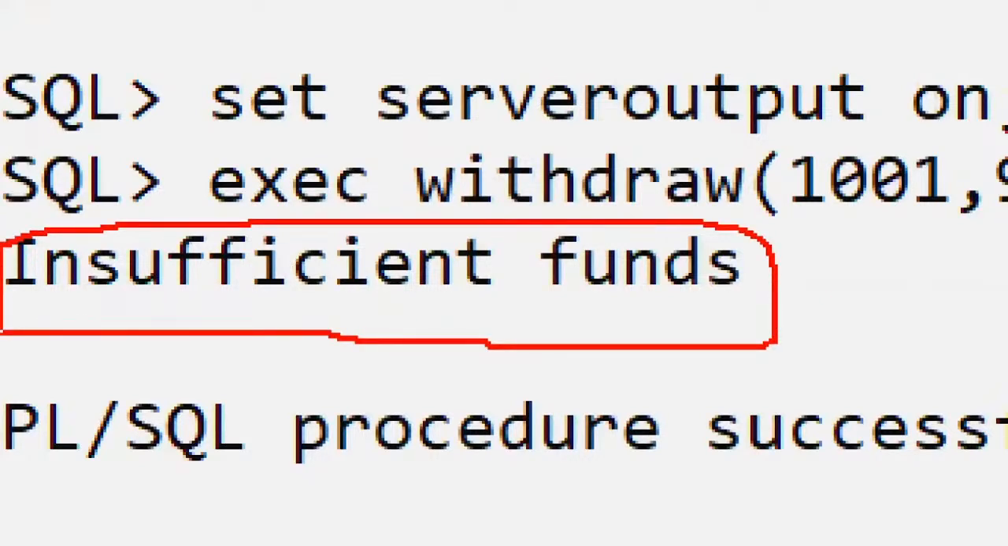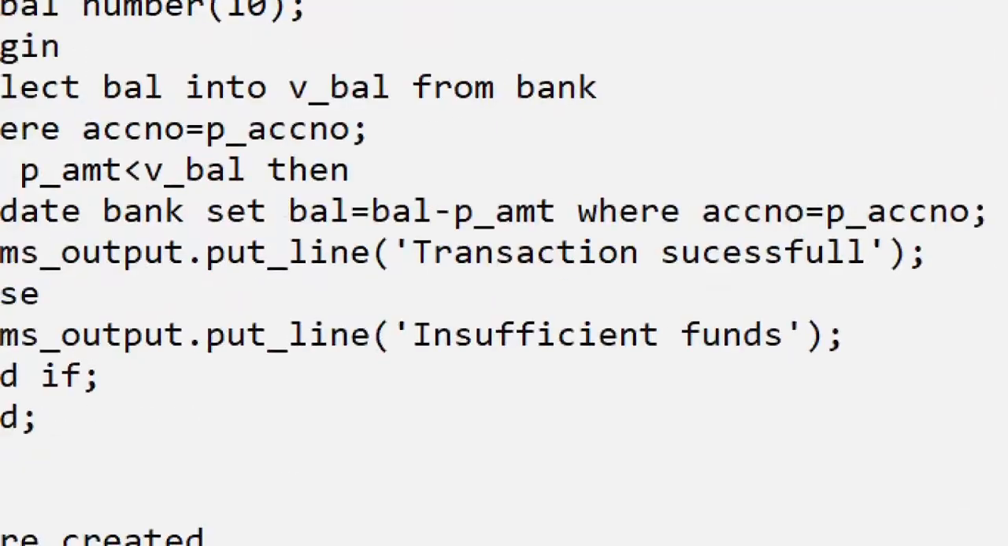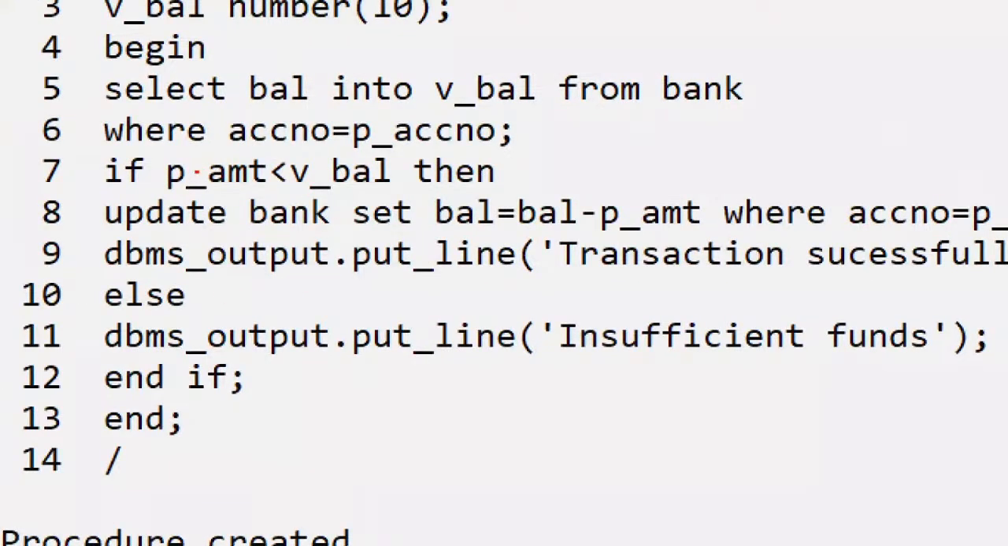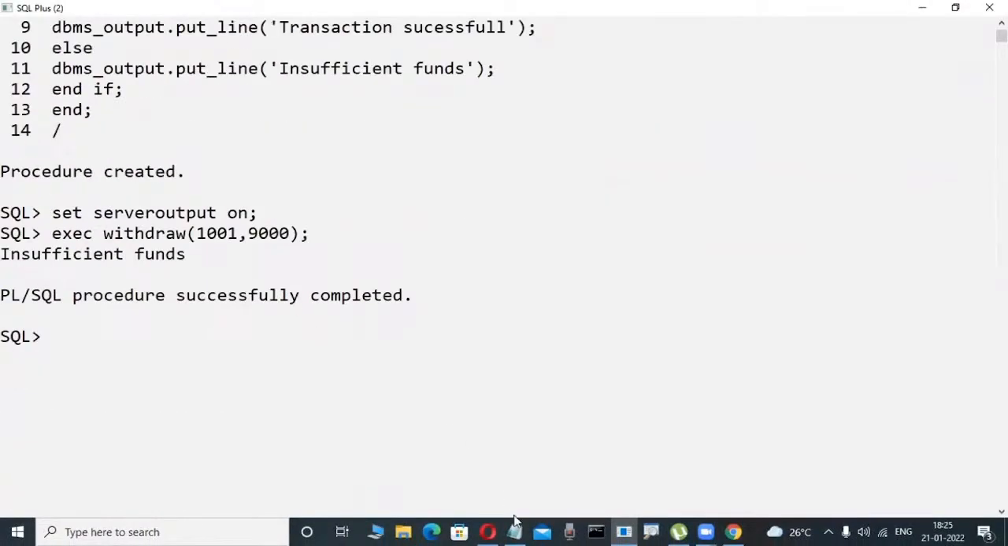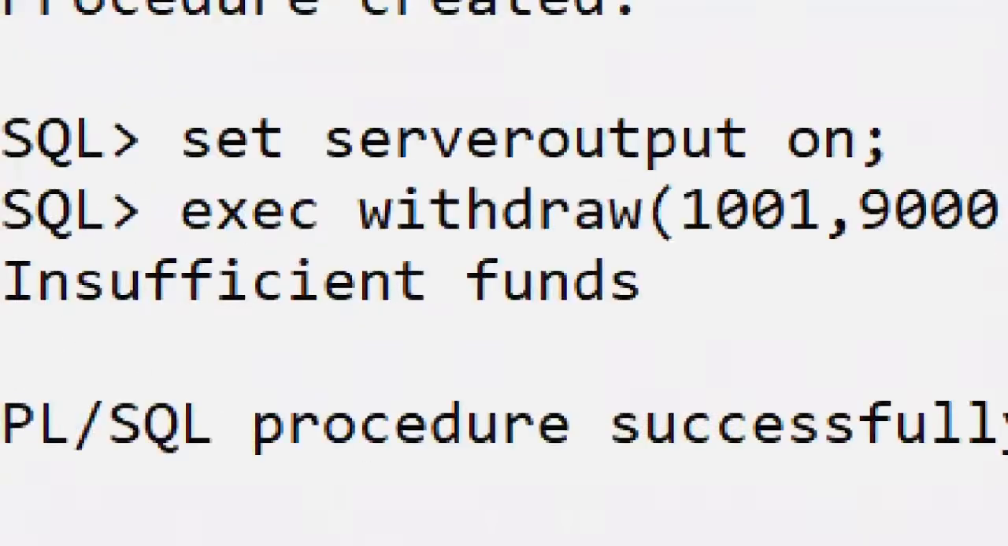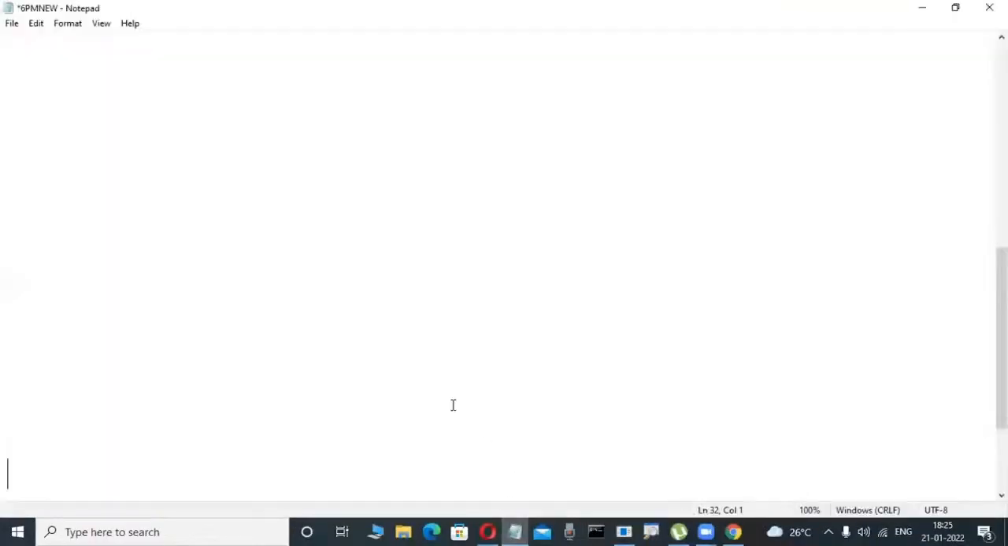How is it possible? This coding is executed. Whatever I'm writing, that is executed. Maybe your amount is more than the available balance. That's why insufficient funds only. It will display the message or not? Yes. Now, suppose here, for example, observe the logic. Insufficient funds is a message. It will be displayed or not? Yes. Suppose here, now check it out. Another case, OTP validation, all those things, same thing.